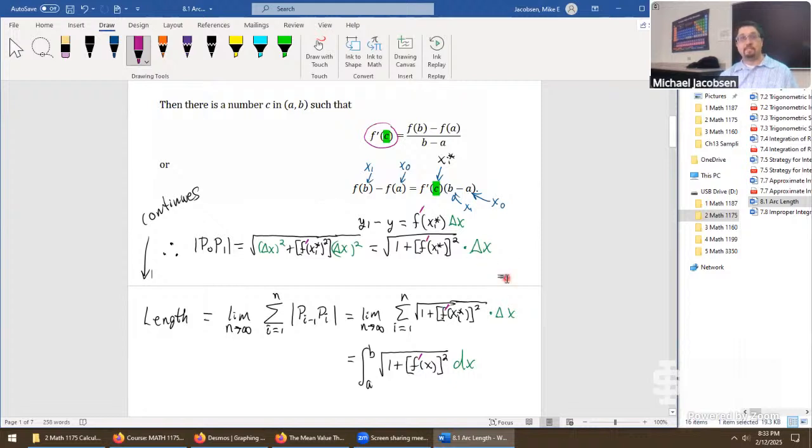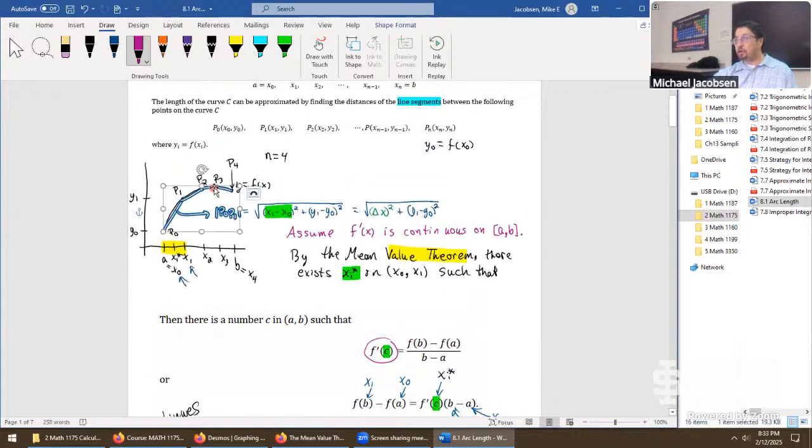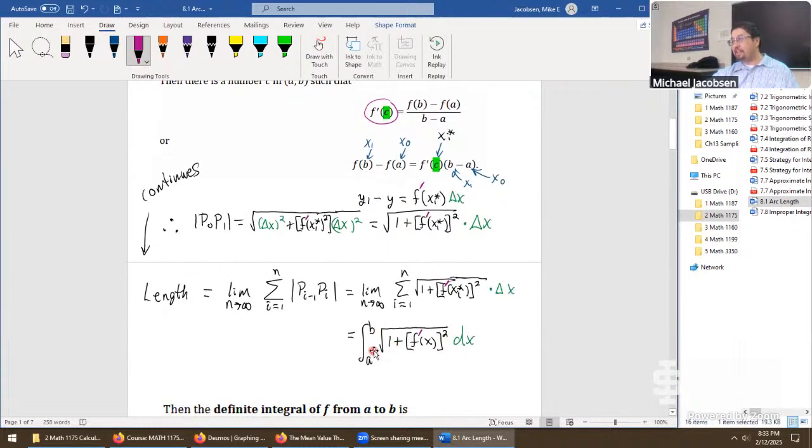Area. Absolutely. What we're going to do for surface areas is take that whole curve, rotate about either axis, which involves including a 2 pi, an extra function inside of there, and this as well. Absolutely.